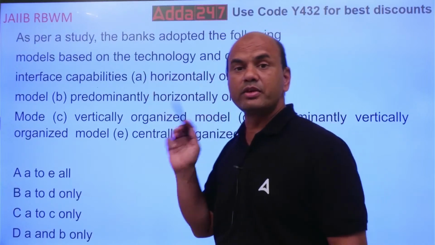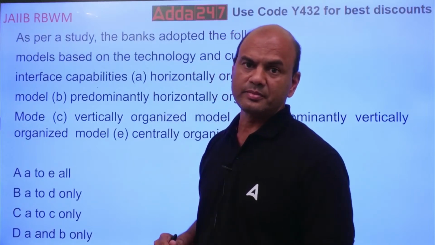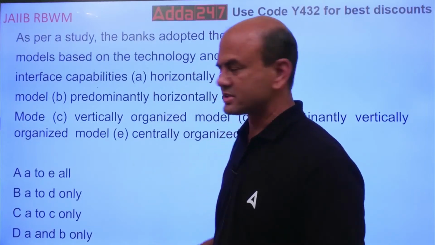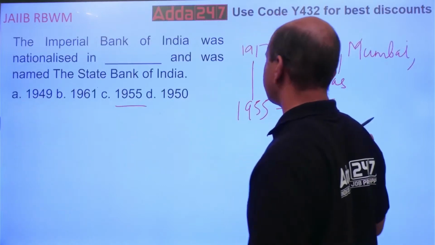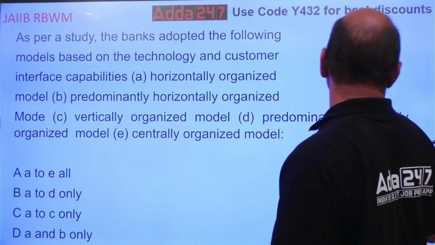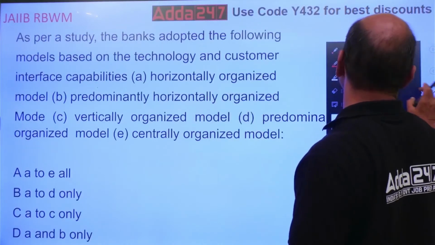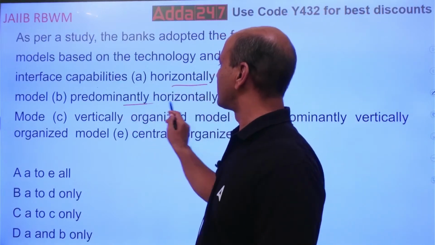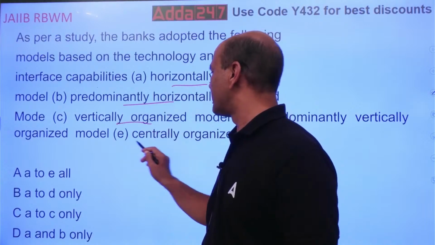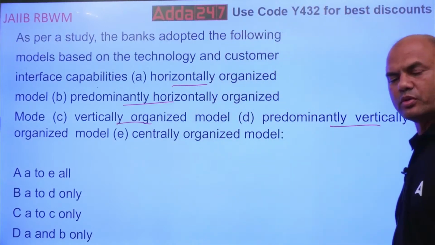These are all delivery models. How to deliver to the customer. There are four delivery models. All these four are horizontally organized, predominantly horizontally, vertically, and predominantly vertical. So these are the four models.